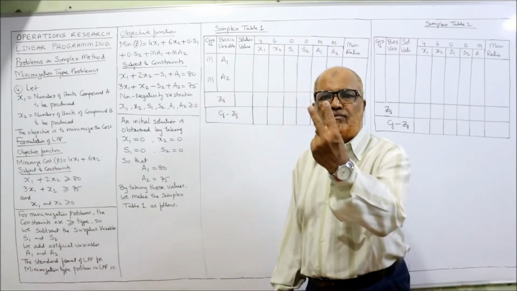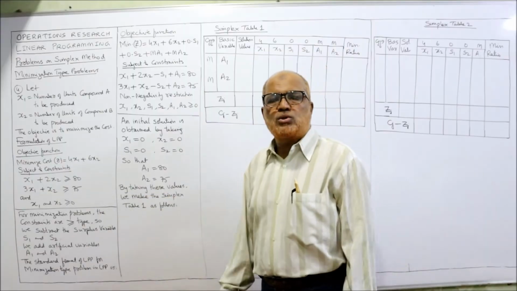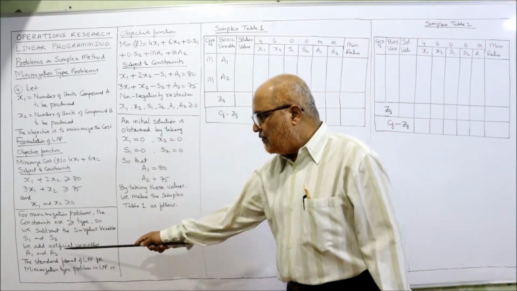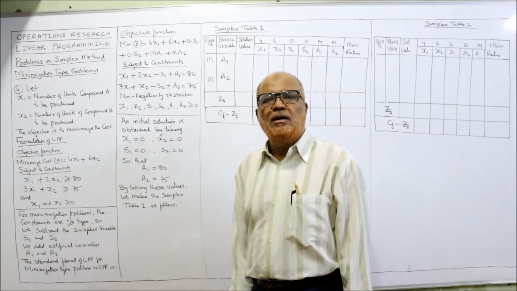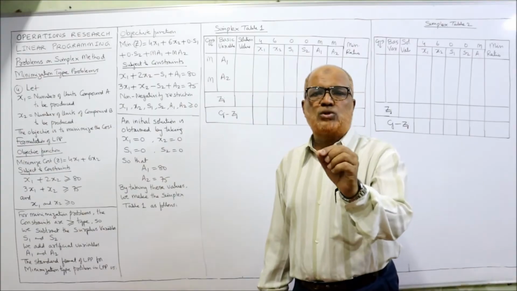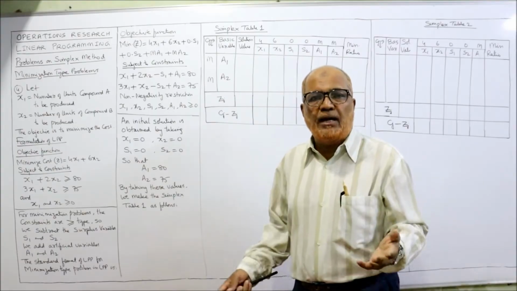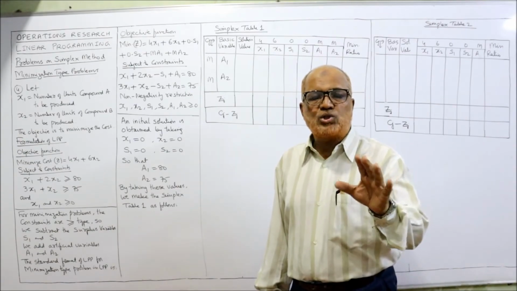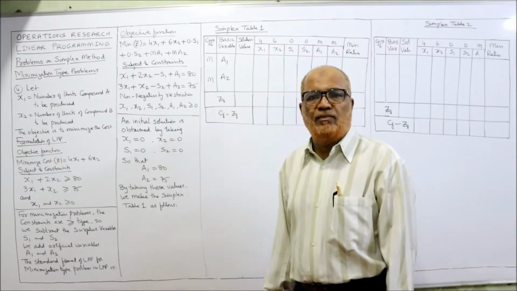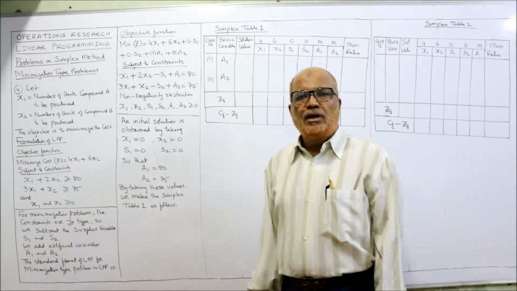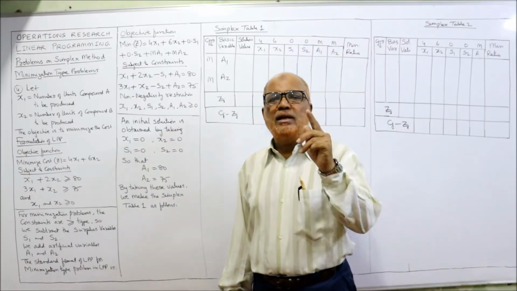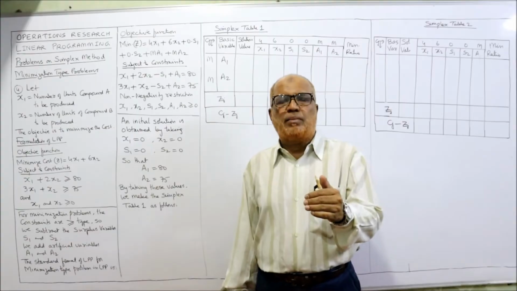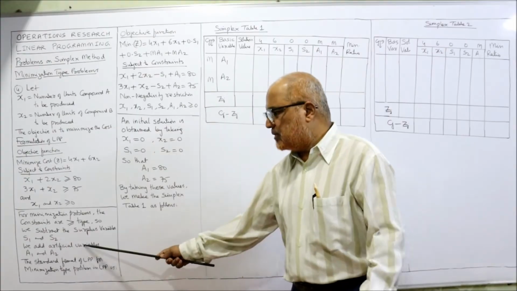How many constraints we have? Two constraints. So S1 and S2 should be subtracted, minus S1 and minus S2. We add artificial variables. See here, if we take minus S1 and minus S2, that means S1 and S2 will become negative. But it should not be negative. So to remove that, we add artificial variables A1 and A2. In maximization type, we have only slack variable added. In minimization type, we subtract the surplus variable and add artificial variables.